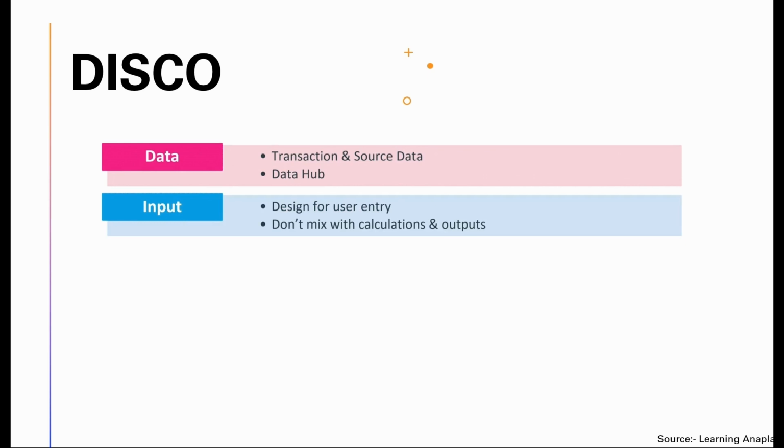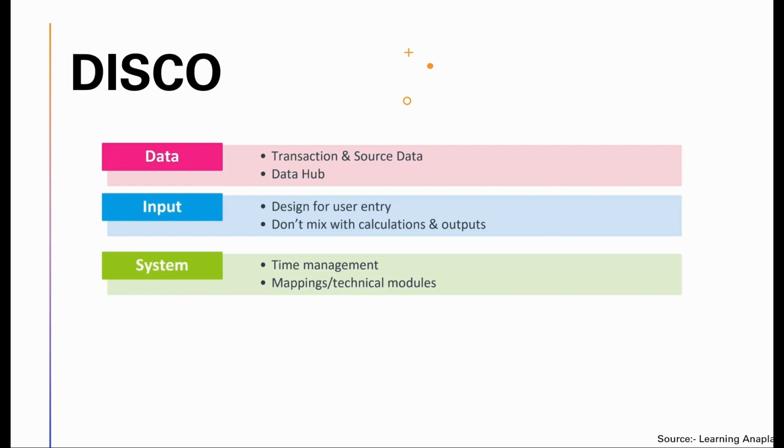The second one is the input module. The input module is the place where we take some input from our end user. On the dashboard we show some grids or options where the end user can input a value, and accordingly we do our calculation. So the place where we take the input is called the input module. It is designed for user entry; don't mix it with calculation output. This is the end user's input part.